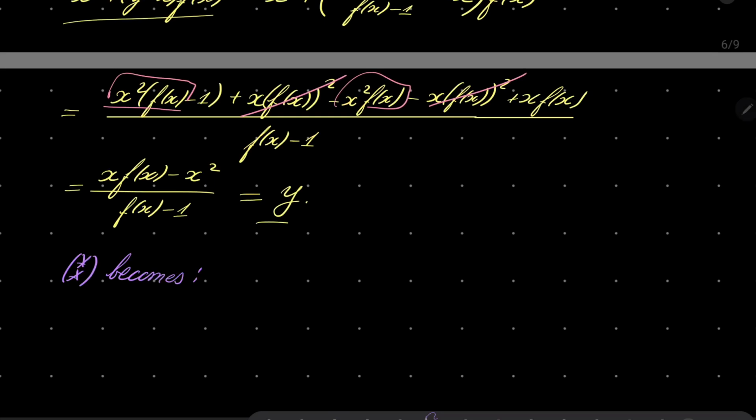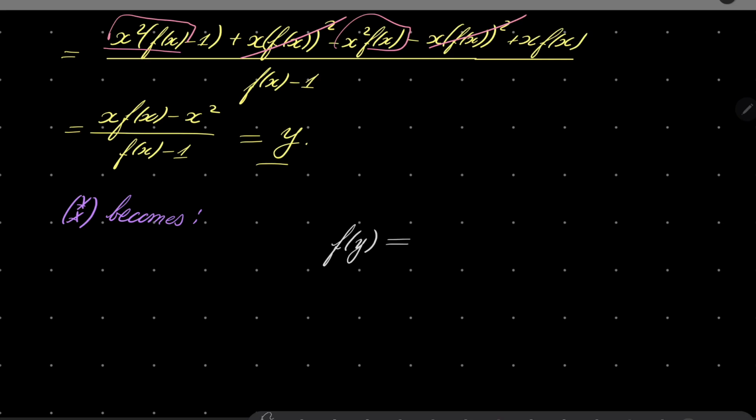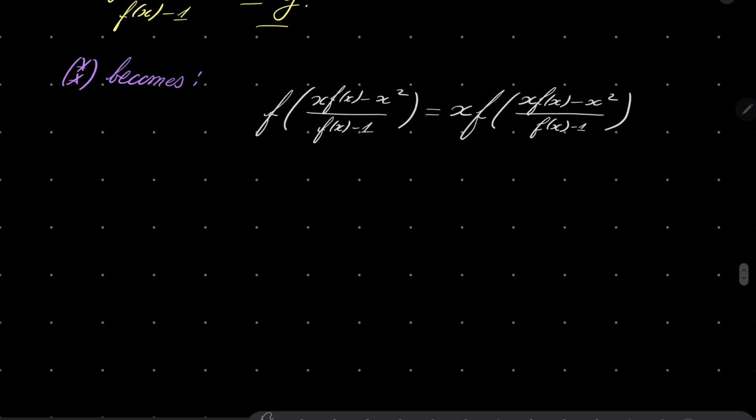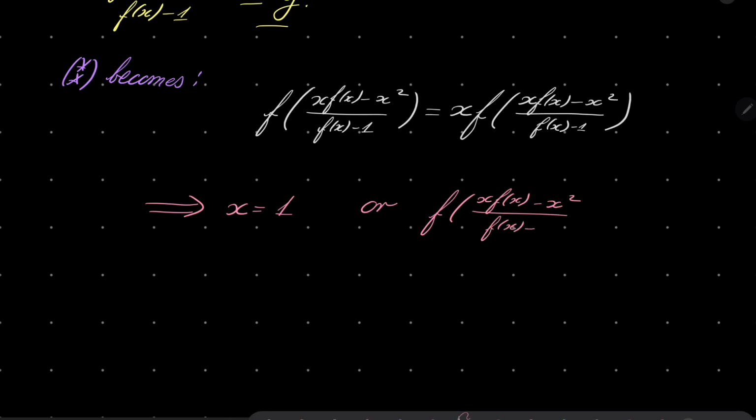Our equation double asterisk becomes, on the left hand side we have f of y, and on the right hand side, maybe let's replace y by this argument. So it's f of x times f of x minus x squared over f of x minus 1 equals x times the very same thing. And for that to be true, we have two options. Either this equals that equals 0, or x equals 1. So we see that either x equals 1 or f of x times f of x minus x squared over f of x minus 1 equals 0.